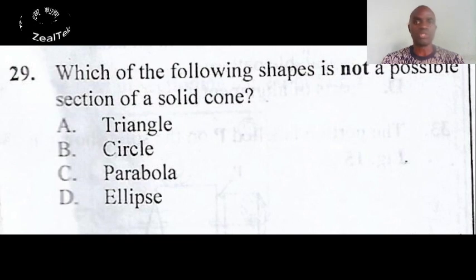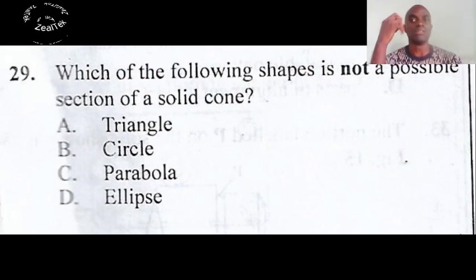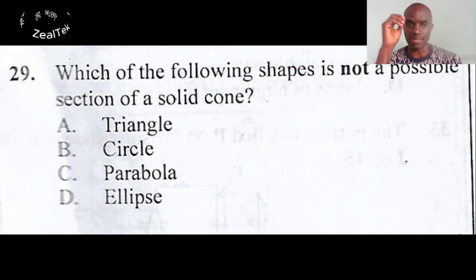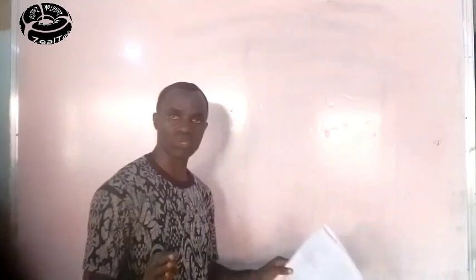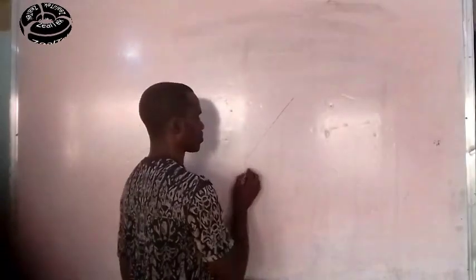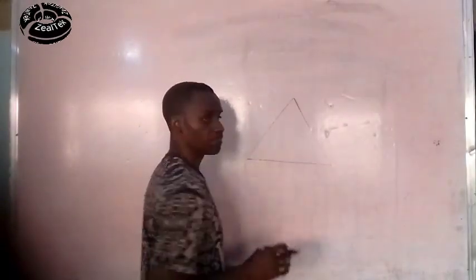Question number 29. Which of the following shapes is not a possible section of a solid cone? All right, this happened to be a question from WAEC. I can say that it has no answer. If you go to the conic sections, we are told that a cone has 5 places you can cut it.